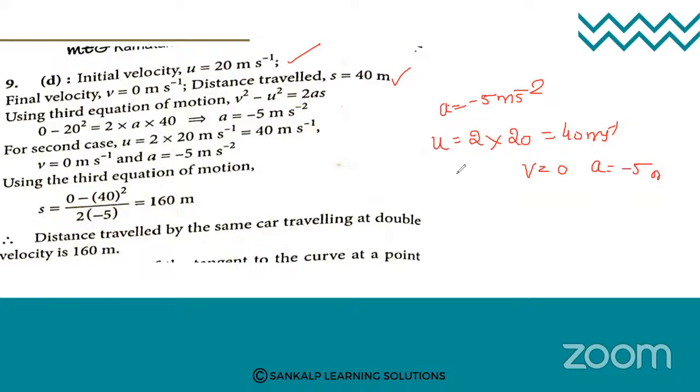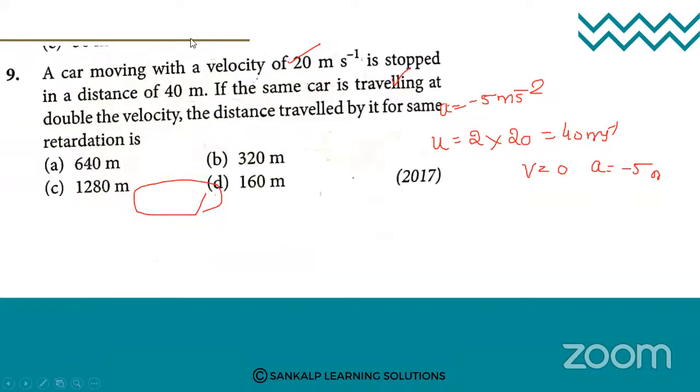By using the same equation, we can calculate the distance traveled. The distance traveled is how much? 160 meters. It is 160 meter. Option D is the answer.